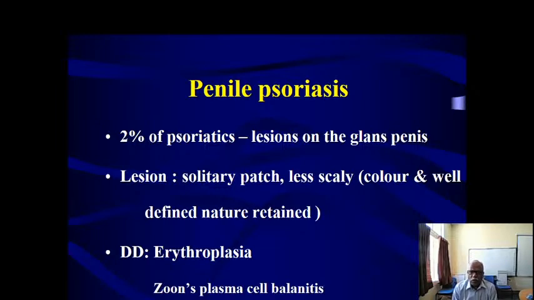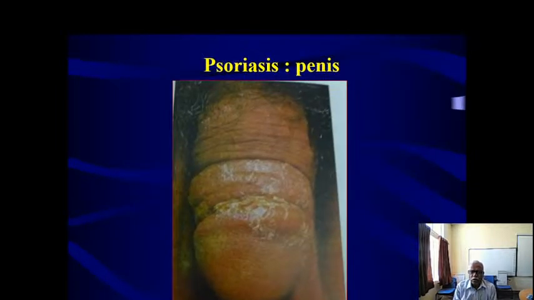Here you have to be careful in differential diagnosis from erythroplasia of Queyrat, that is carcinoma in situ of the penis, or Zoon's plasma cell balanitis. Only histopathology will actually give the correct diagnosis. Clinically, they all look similar.